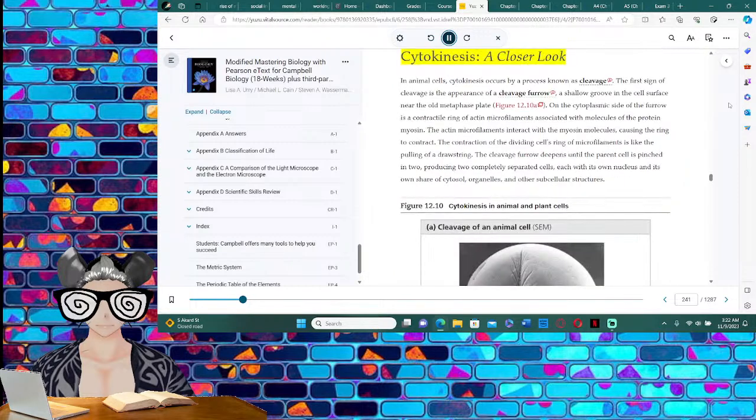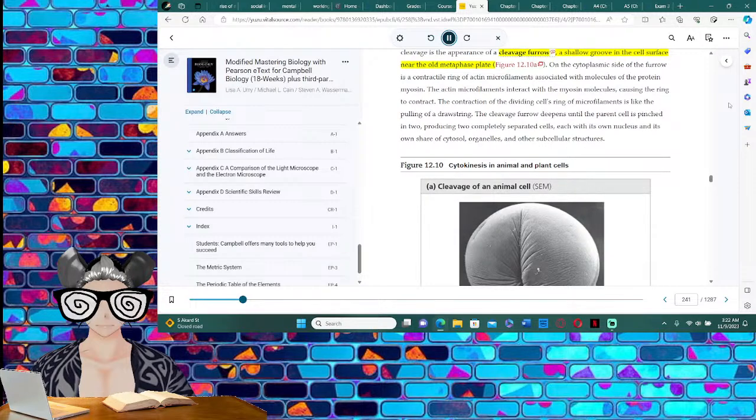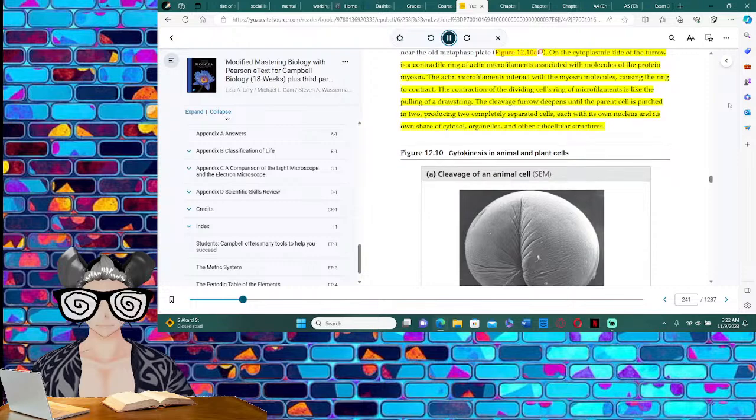Cytokinesis, a closer look. In animal cells, cytokinesis occurs by a process known as cleavage. The first sign of cleavage is the appearance of a cleavage furrow, a shallow groove in the cell surface near the old metaphase plate. Figure 12.10a. On the cytoplasmic side of the furrow is a contractile ring of actin microfilaments associated with molecules of the protein myosin.